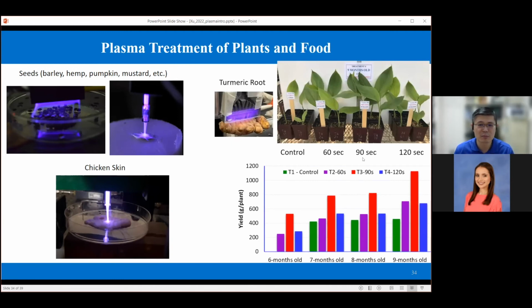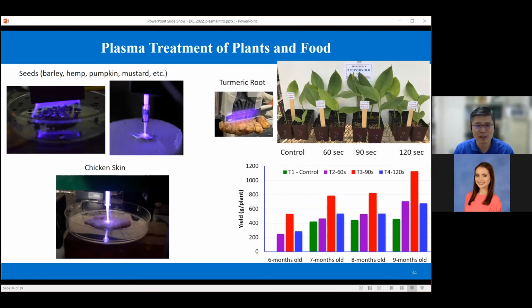The plant treatment has shown remarkable results. Here's some work done by UAH and Alabama A&M, where they looked at treating turmeric roots for 60, 90, and 120 seconds using an atmospheric pressure plasma. We showed that with plasma treatment there is much greater growth: larger leaves, faster leaves, more leaves of the turmeric, and a larger yield. The control is green here, and the max yield in red is almost 2x the yield of turmeric from the plant, all from a 90-second treatment at the beginning, which is a rather astounding result.